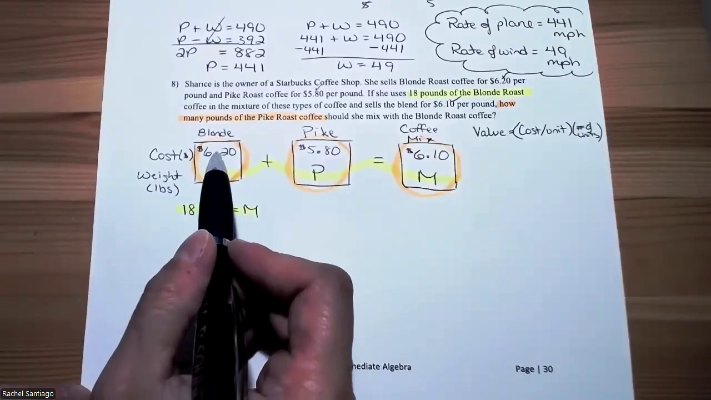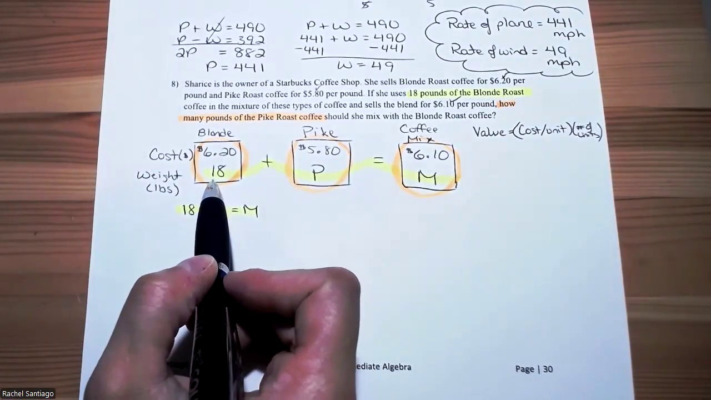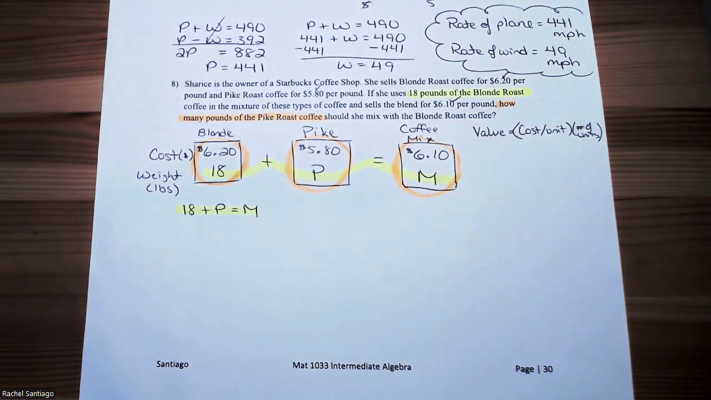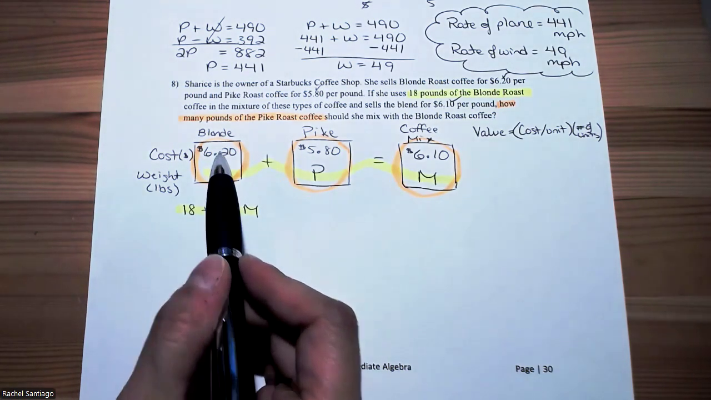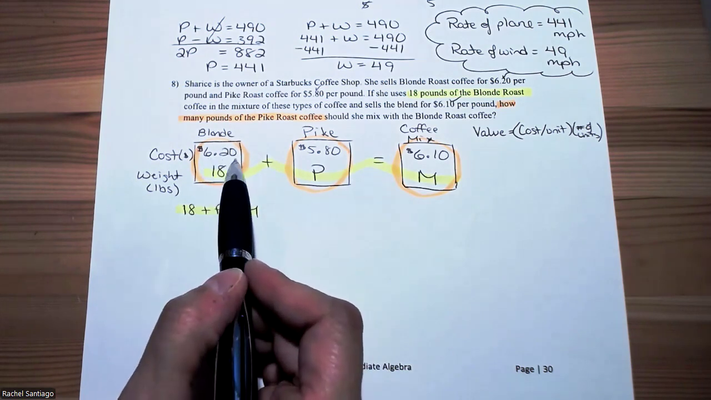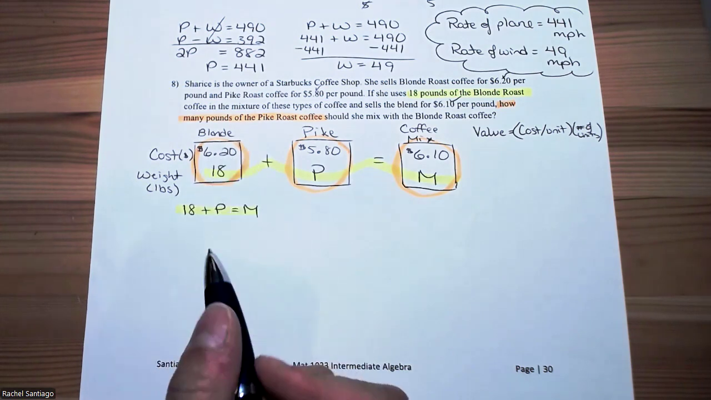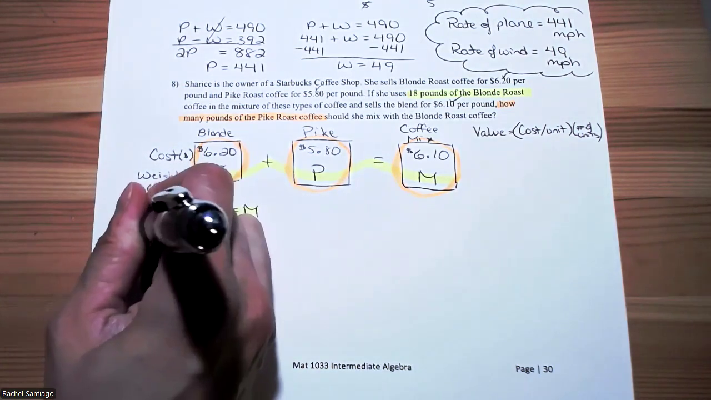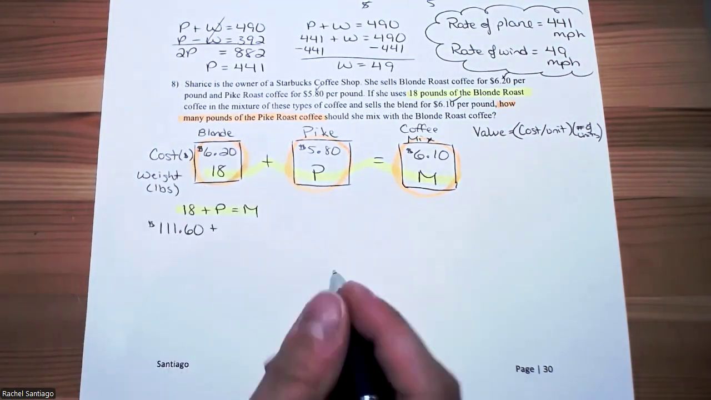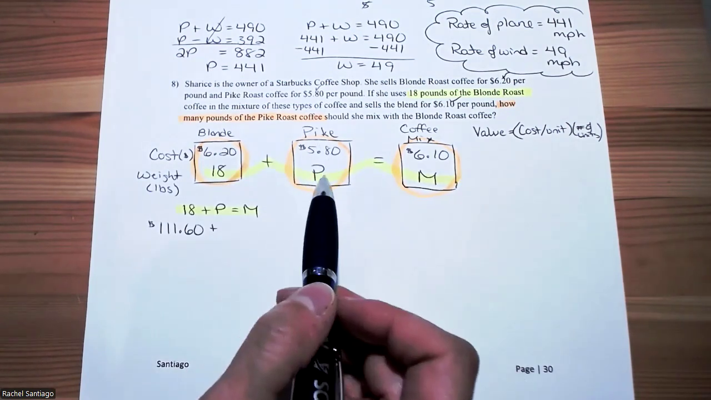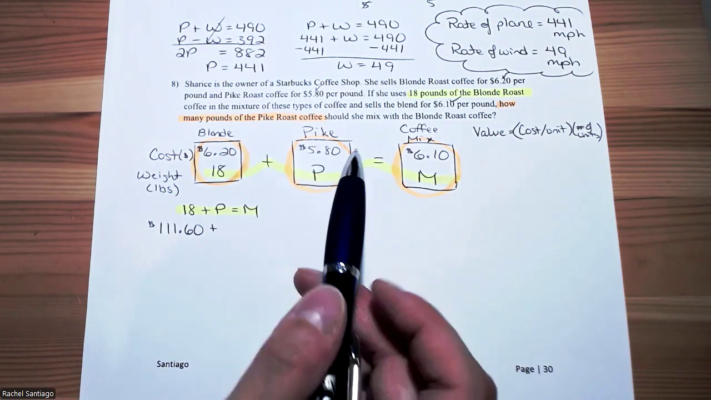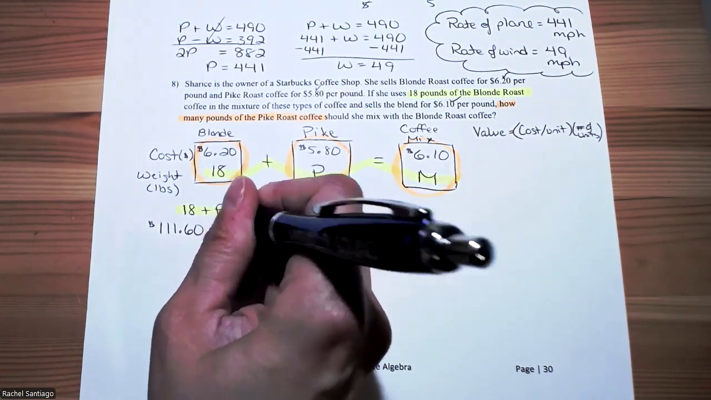So value is cost times weight. So 6.20 times 18, I'm going to go ahead and punch this into my calculator. $6.20 times 18, right? That's $6.20 per pound. You bought 18 pounds, so altogether that's going to cost you $111.60. And then I'm going to add that to the cost times the weight. We don't know the weight, but that's okay. Whatever this weight is, we're going to multiply it by 5.80 per pound. So this is going to be 5.80p.